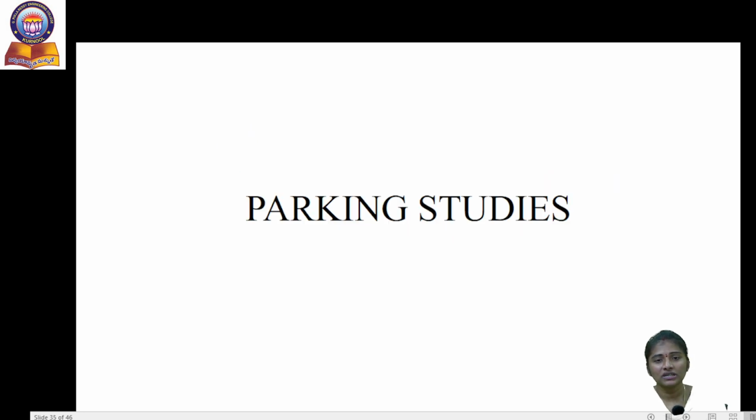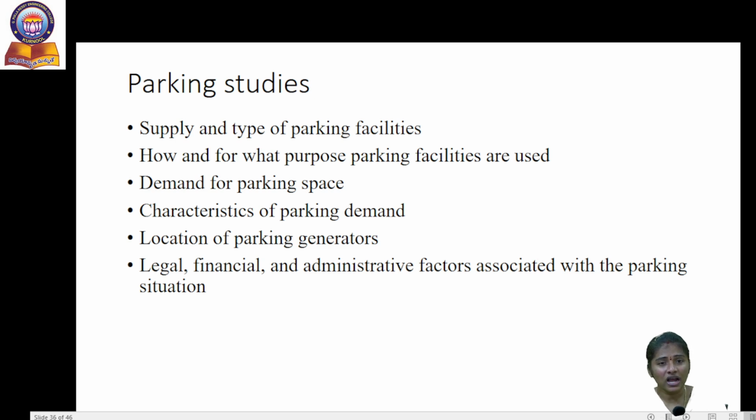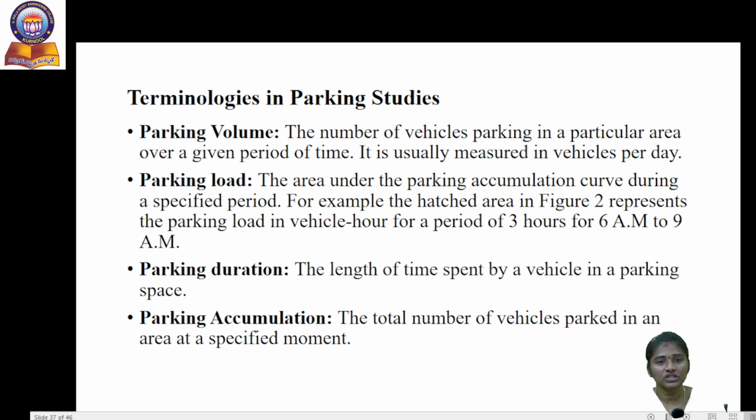Next we discuss briefly about parking studies. Why do we conduct parking studies? We can know the supply and type of parking facilities, how and for what purpose parking facilities are used, the demand for parking space, characteristics of parking demand, location of parking generators, and legal, financial and administrative factors associated with the parking situation by conducting these parking studies.